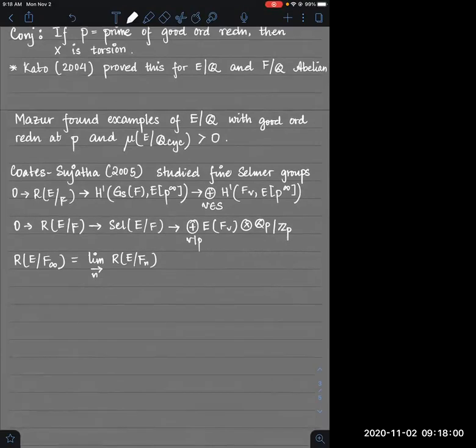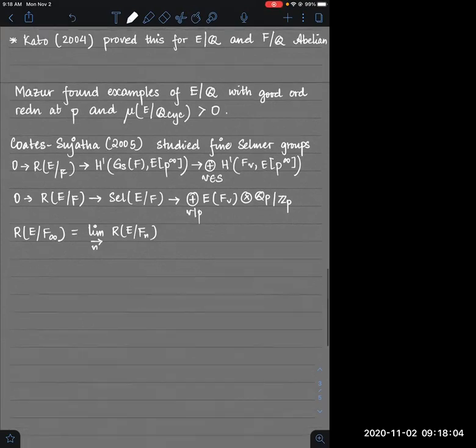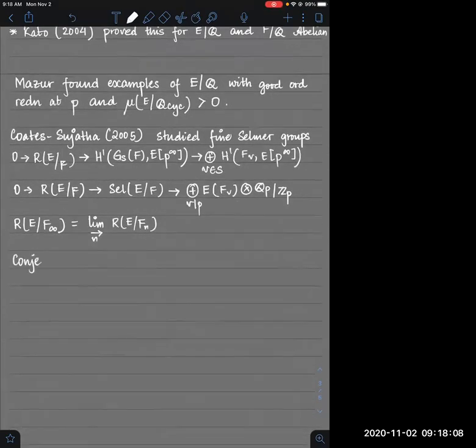So just to remind you again, this is the p-primary fine Selmer group. And they conjectured what's called Conjecture A of Coates and Sujatha, that the dual of the fine Selmer group over the cyclotomic extension is a finitely generated torsion Lambda Gamma module. And when they say a finitely generated torsion Lambda Gamma module, they really mean this should be true for all reduction types. So there's no condition on the reduction type.